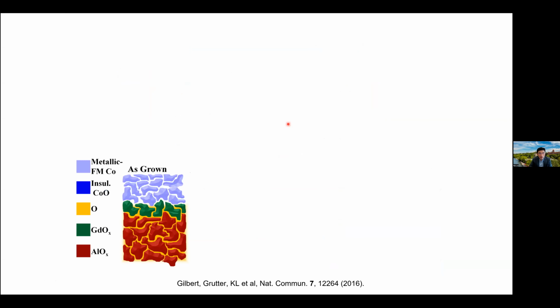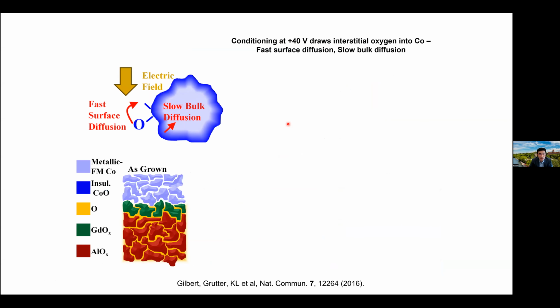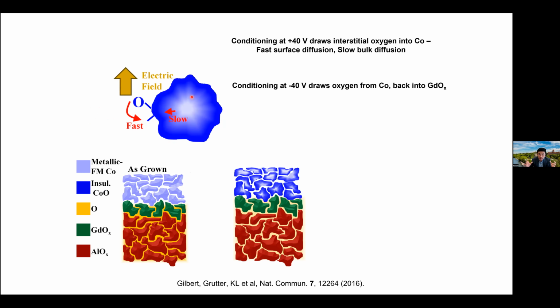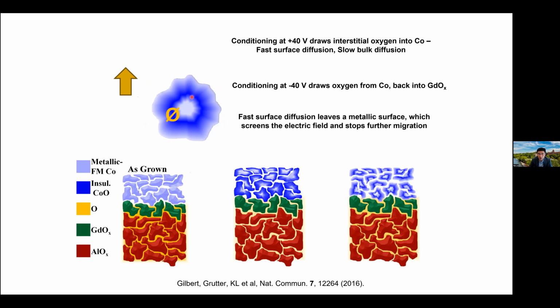And what we believe is happening here is that initially, as we first use electric field to drive oxygen, the oxygen is going into the cobalt. There is a fast surface diffusion followed by the slower diffusion into the interior of the cobalt grain. And when we reverse the electric field, those near the outer surface would come out first. And in turn, that leads to a screen layer that traps some residual oxygen.